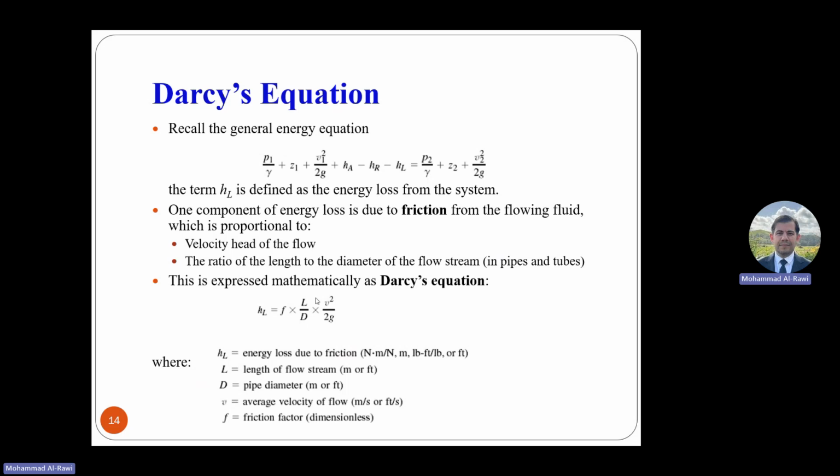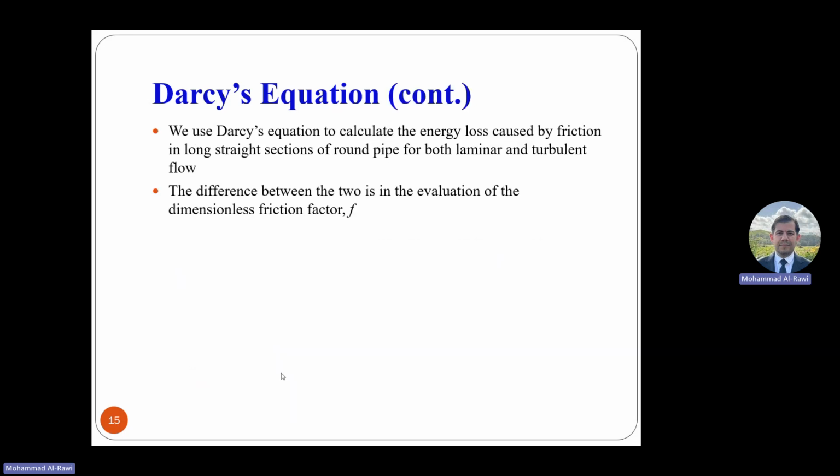Length is in meters, D in meters. Make sure the dimensions are equal, length and diameter. Velocity squared is meters squared per second squared, divided by acceleration in meters per second squared. That's why the units cancel. f is dimensionless, so HL will be left only in meters, because the numerator is meters squared per second squared and the denominator is meters per second squared, so only the meters remain. And these are the definitions for them.